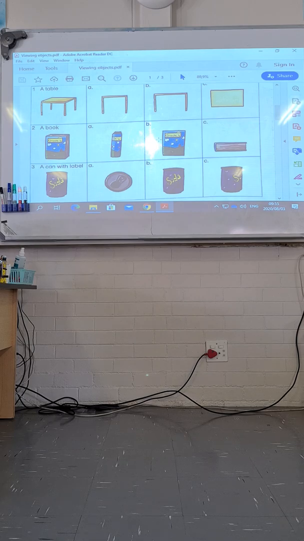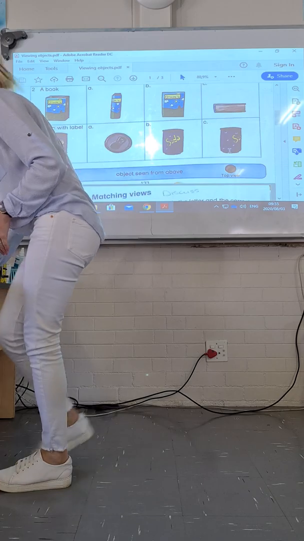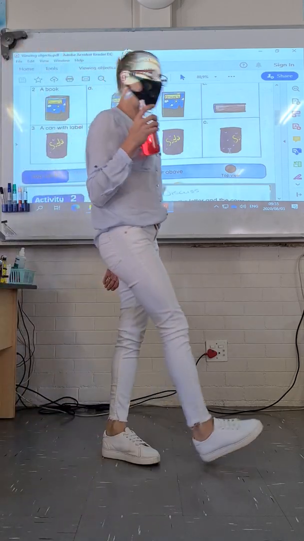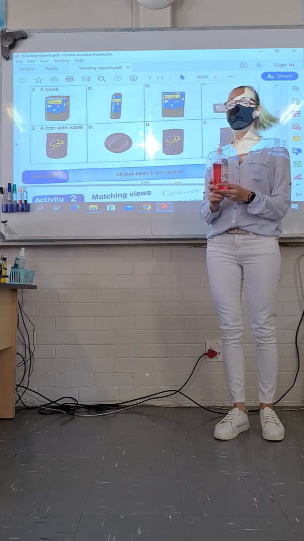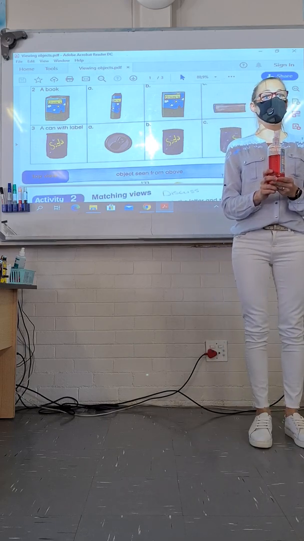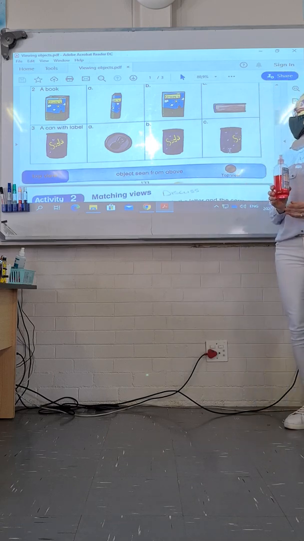Next one. We have got a can. I don't really have a can of soda with me, but I could possibly call this a can of soda. And so A would be what? Top. If you're looking from the top. B would be front.